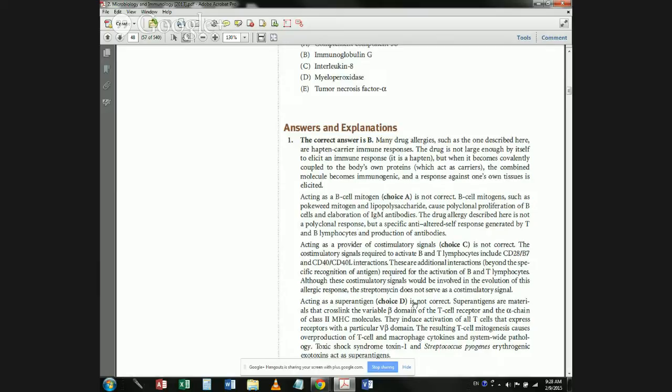Now, what is a co-stimulatory signal? The co-stimulatory signals required to activate B and T lymphocytes include CD28 and B7 and CD40 and CD40L interactions. That is interesting and important. These are additional interactions beyond the specific recognition of antigen required for the activation of B and T lymphocytes. So in order to activate a B and T lymphocyte, not only do you need to activate IgM, IgD, or TCR, you also need to activate CD28 and B7, and you also need to activate CD40 and CD40 ligand.